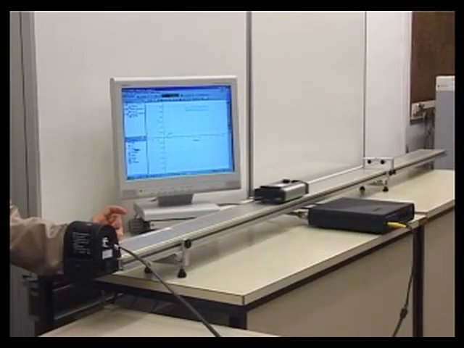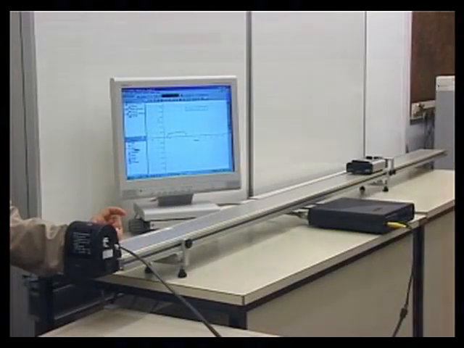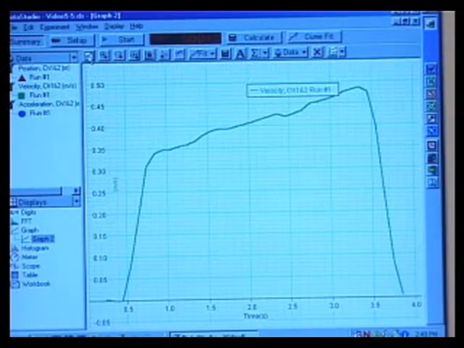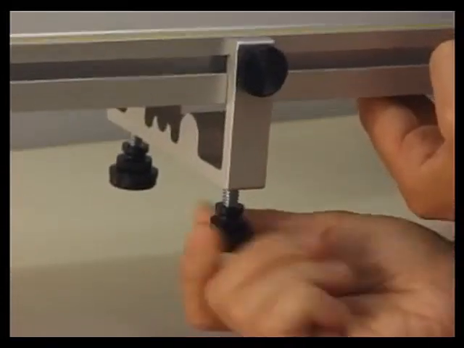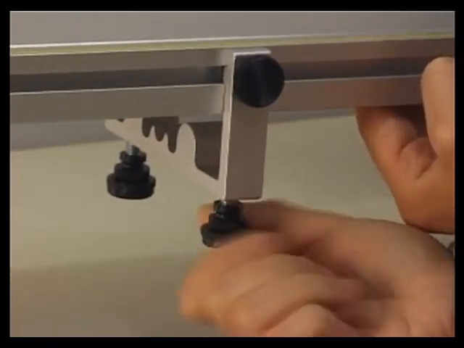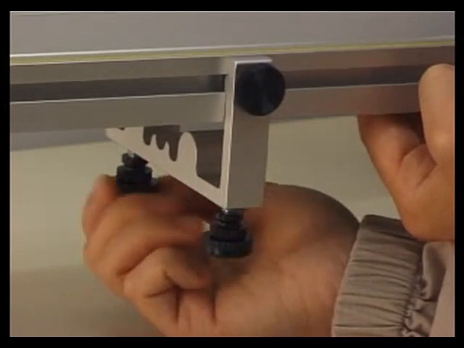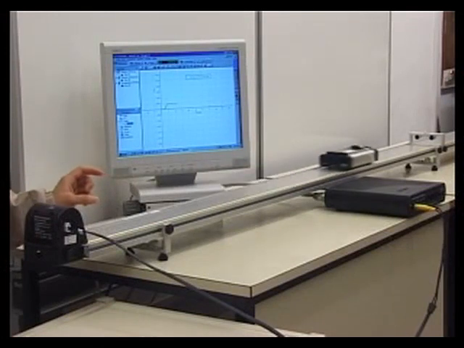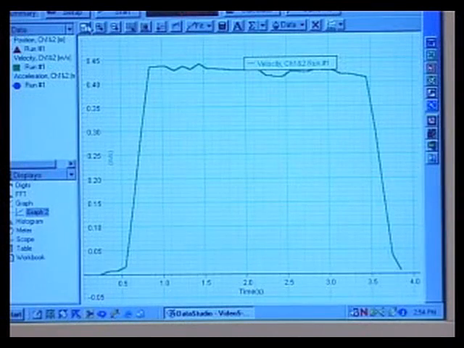The trolley runs faster and faster. The runway is not friction compensated. The trolley moves at a constant speed. The runway is now friction compensated.